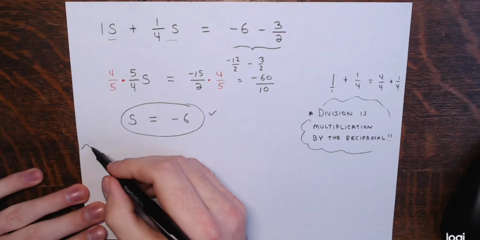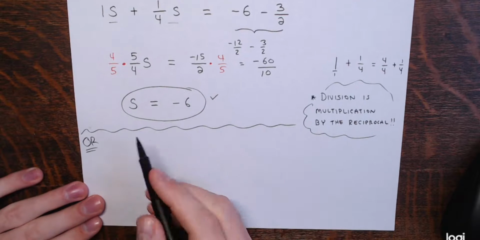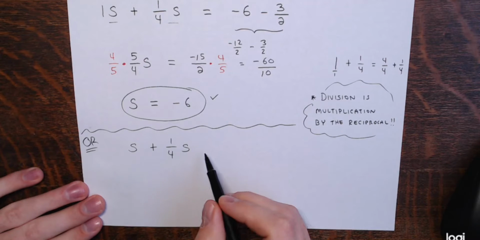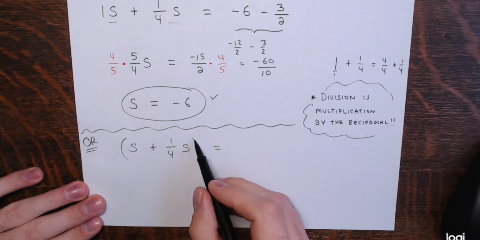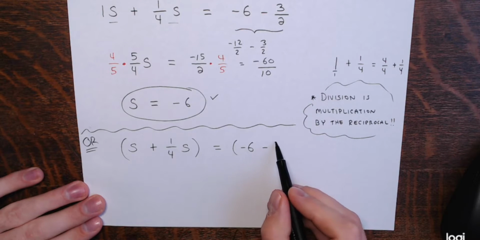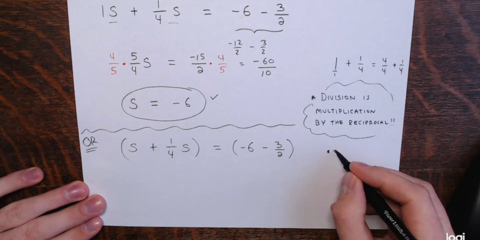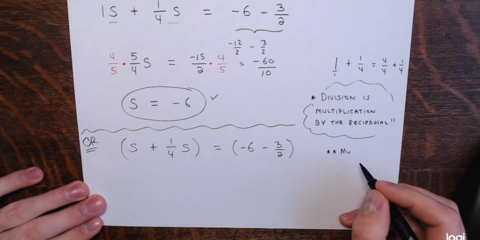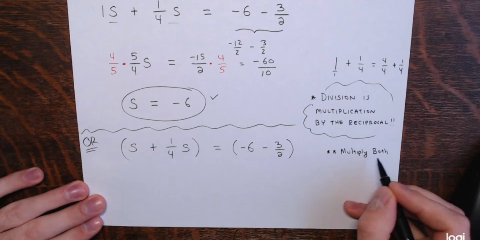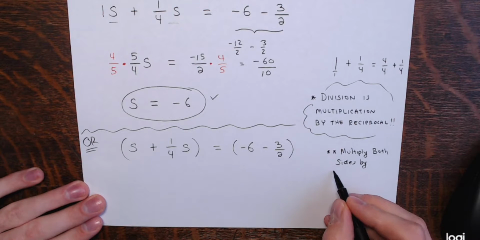Now the alternate method, we could do it this way. And we had s plus 1/4 s on the left side, equals, and then the entire right side was -6 minus 3/2. You can multiply both sides if you have fractions. Multiply both sides by the least common multiple of the denominators, or what's called the least common denominator.